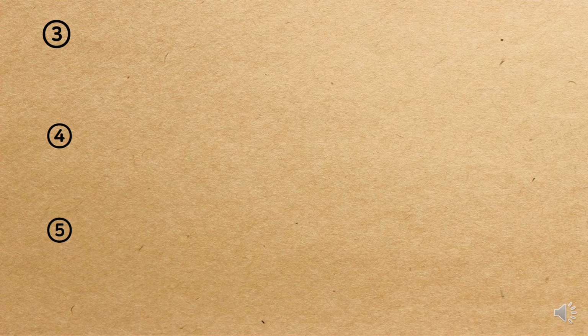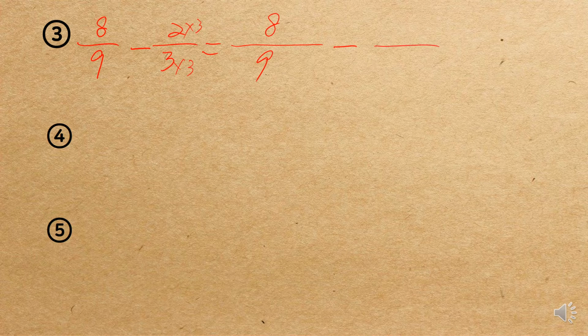Question 3. 8/9 minus 2/3. We should make the denominators the same. 8 over 9 minus 2/3, times 3 becomes the same denominator. So 6 over 9. 2 over 9 is the final answer.